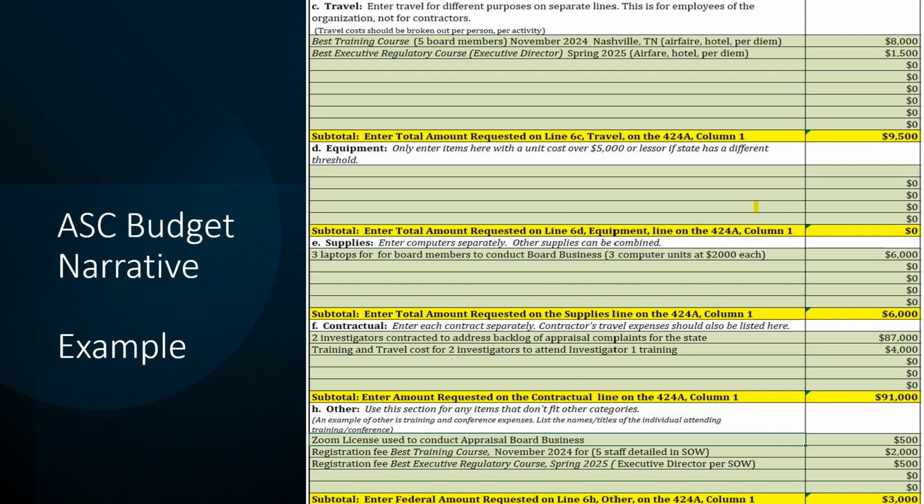Moving on to the contractual line. This is where you would put all contract expenses to include, if you had a contractor, their travel, any training that they were going to do.